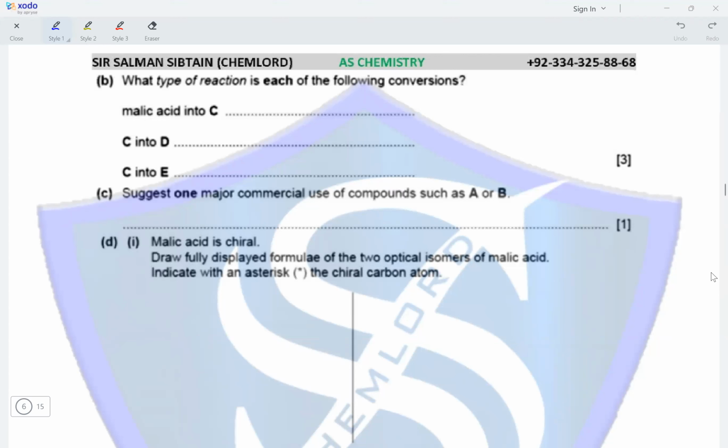What type of reaction is each of the following conversions? Malic acid into C. C is the alkene, so malic acid into C is called dehydration. C into D. Now, D is the carboxylic acid, oxalic acid. So an alkene is being converted into a carboxylic acid on reaction with hot concentrated acidified KMnO4. So this is called oxidation.